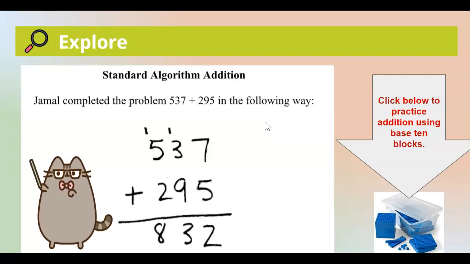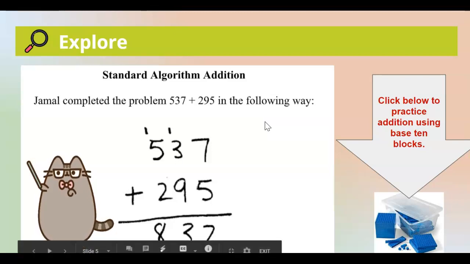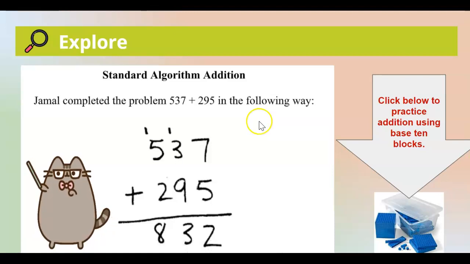So now you need to add up everything in the hundreds column. And you cannot forget about the numbers that you have regrouped and brought over, guys, from the place value right next to it. So the 1 plus the 5 is 6, plus 2 is 8. So our answer is 832. Okay.